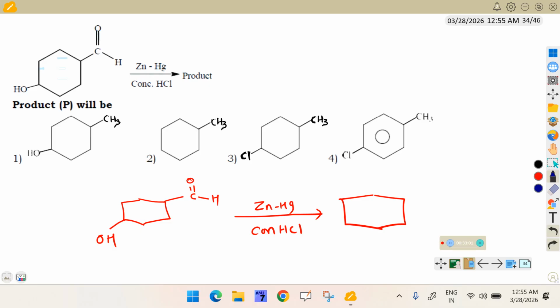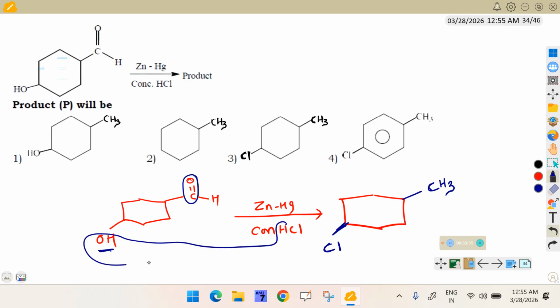It is given the compound reacts with zinc amalgam and concentrated HCl. What is the product? Yes, carbonyl compounds react with zinc amalgam, then reduction takes place and it gives alkane. CHO group is converted to CH3. Now this is an alcohol. Alcohols react with concentrated HCl, then nucleophilic substitution takes place, and in the place of OH, chlorine is substituted. OH group is replaced by chlorine atom. Third option is correct option.